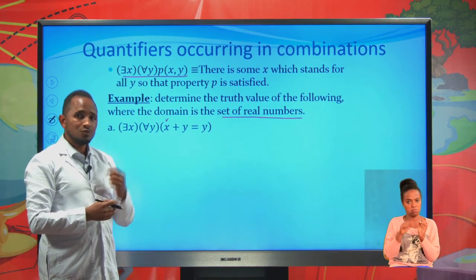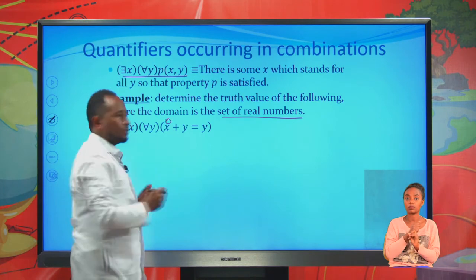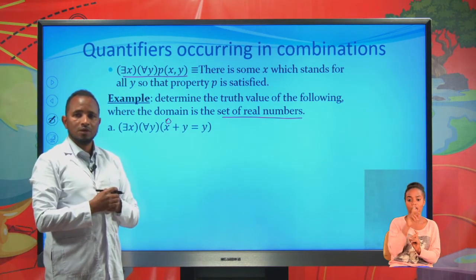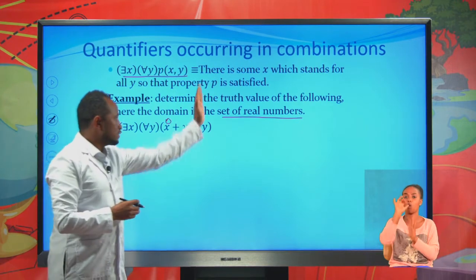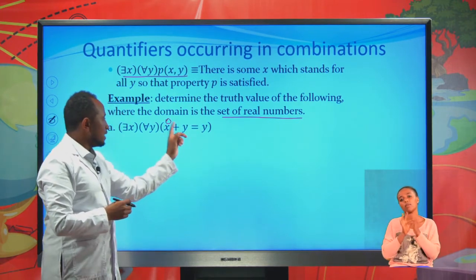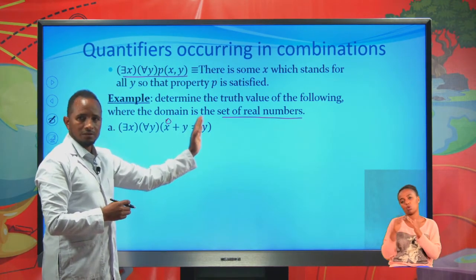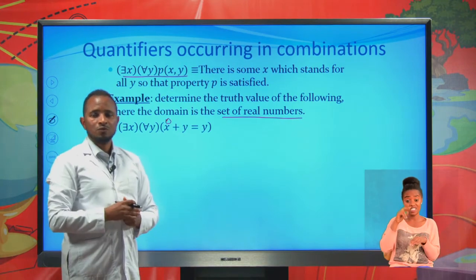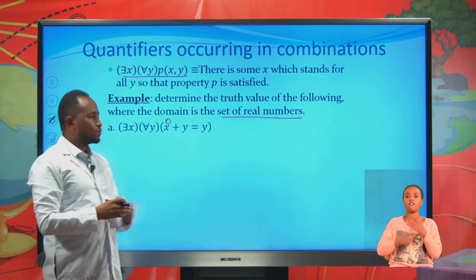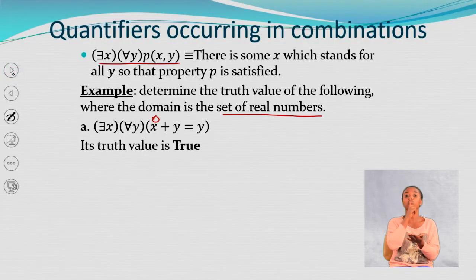Yeah, we can find at least one value. For example, if you take x to be 0, 0 plus any real number gives you the real number itself. 0 plus 2 gives you 2, 0 plus 10 gives you 10. So we can find one fixed value of x which stands with all values of y so that this property is satisfied. Therefore, this truth value is true.